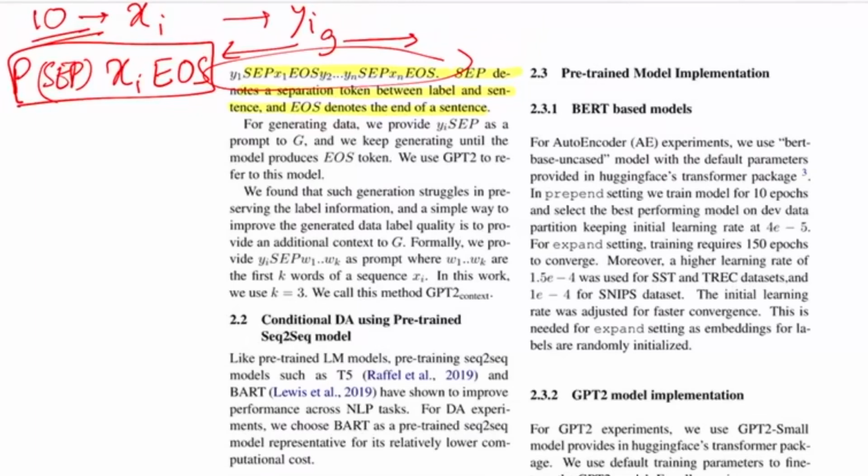They've mentioned one interesting thing: we found that such generation struggles in preserving label information, and a simple way to improve the generated data label quality is to provide additional context to G. Formally, we provide yi, a separation token, and some keywords as prompt, where these are the first k keywords, and they use k equal to 3. Essentially, after you're done with this kind of training, when it comes to the inference part, instead of just giving the class label yi, if you give certain prefix words as well, the model generates really high quality data. Unlike if you just give class labels, the model gets perplexed easily.